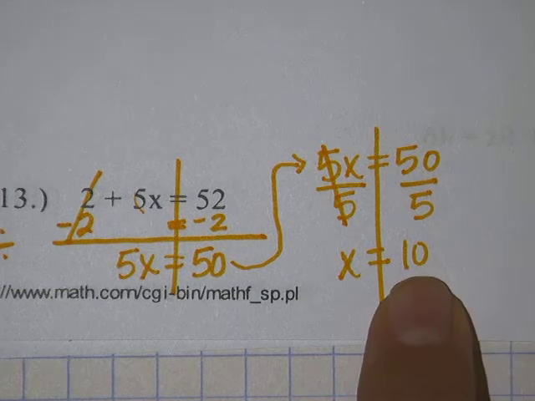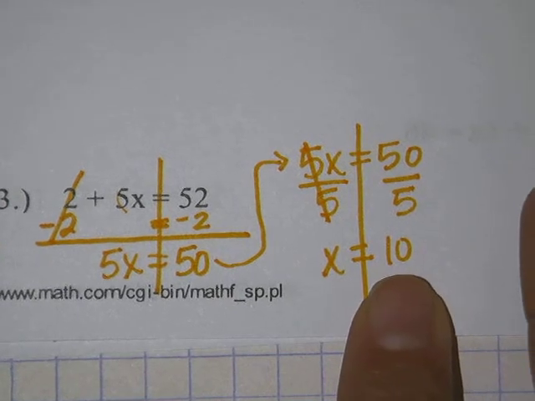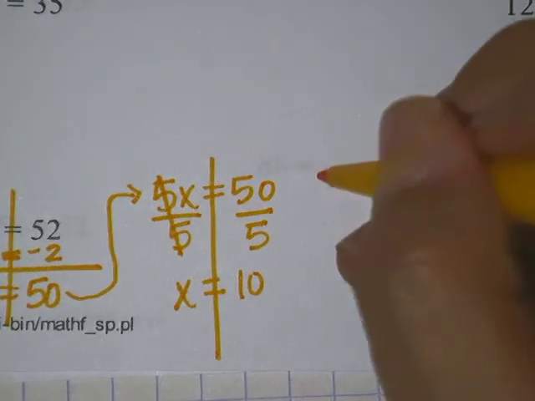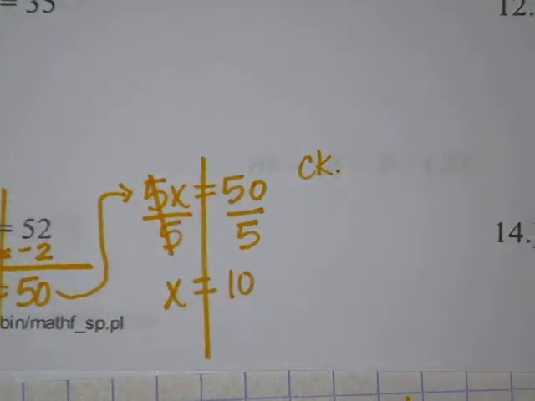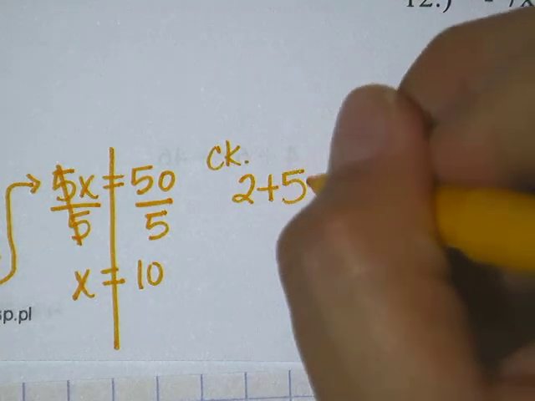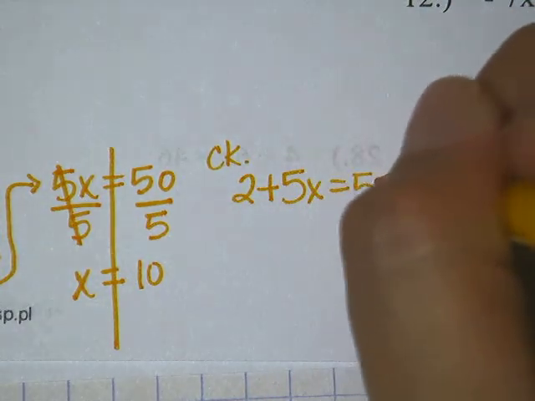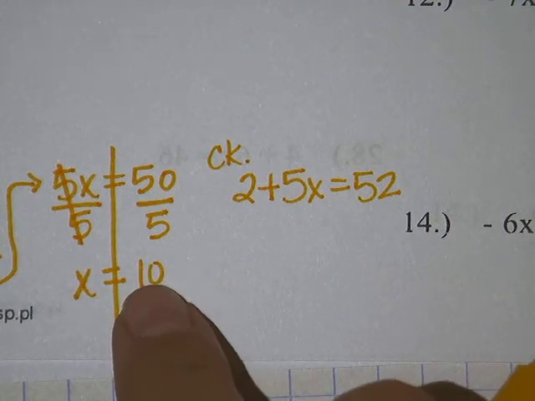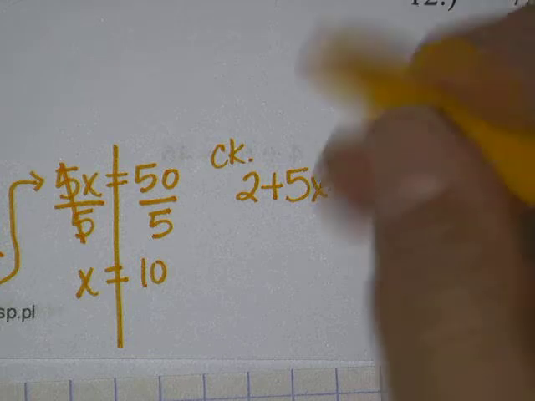Now, this is part of the problem, but the second part of the problem is that I have to check it. I'm going to pull to the side, rewrite the original problem, which says 2 plus 5x equals 52. And all I have to do is substitute or plug in 10 anywhere I see the x.